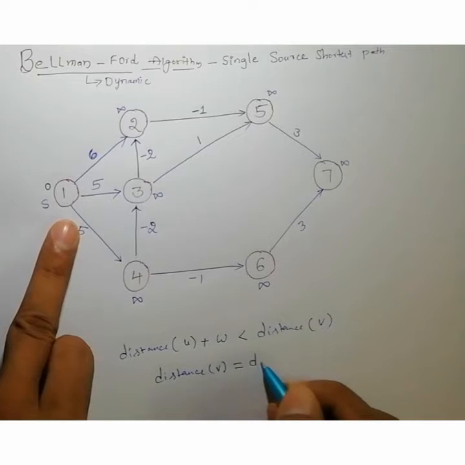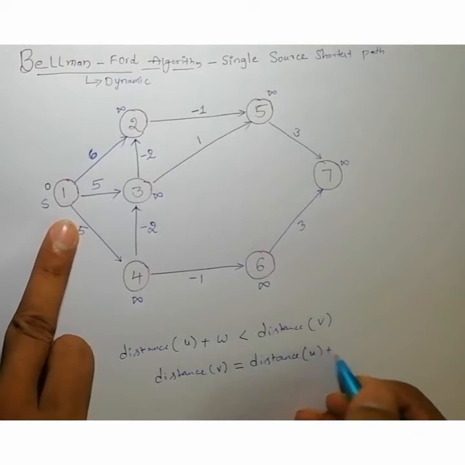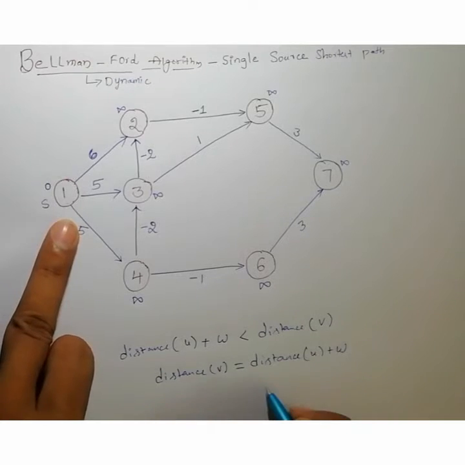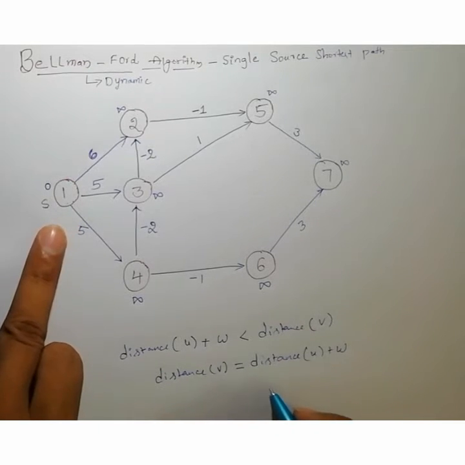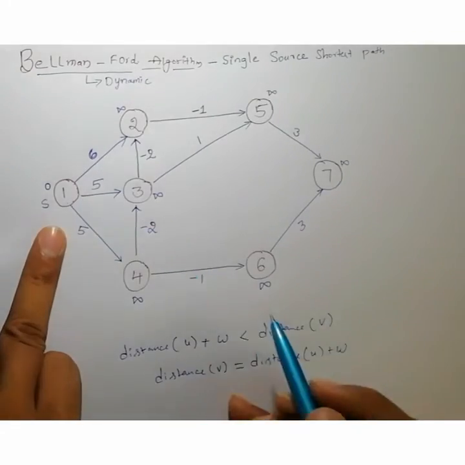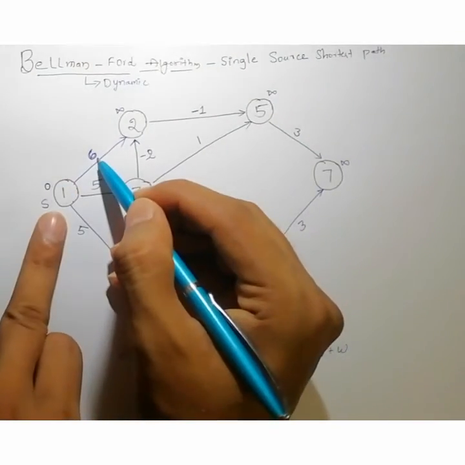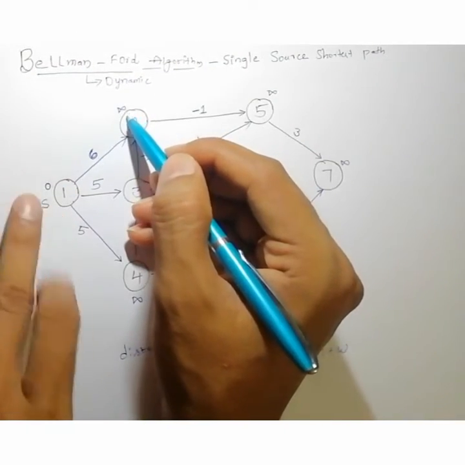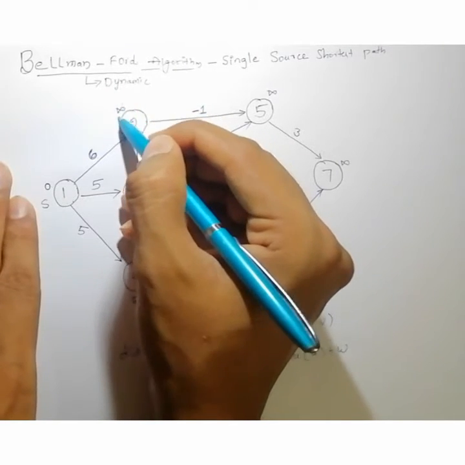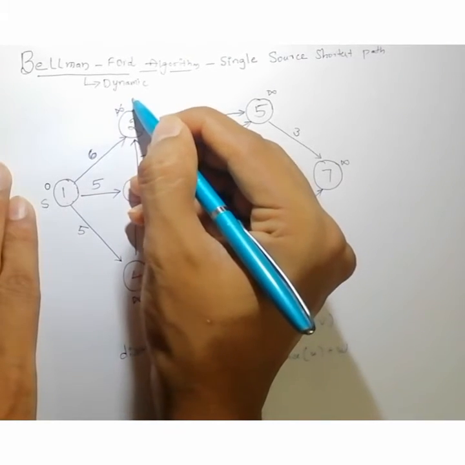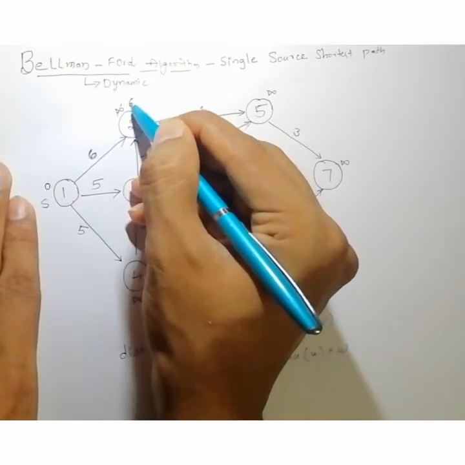That means distance of u plus w. So we have to follow this formula. Now can you tell me, using this formula, is 0 plus 6 less than infinity? Yes. If it is yes, we have to update. So this infinity is now updated to 6. Like this we have to update.